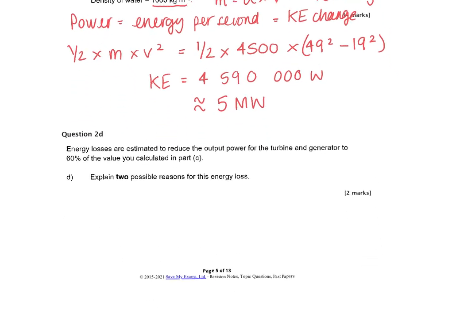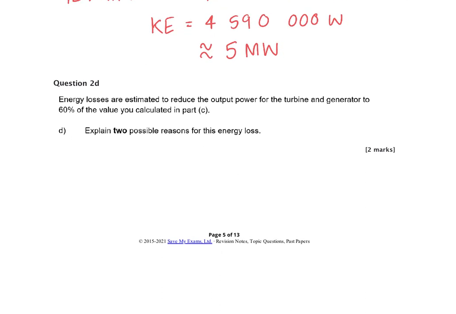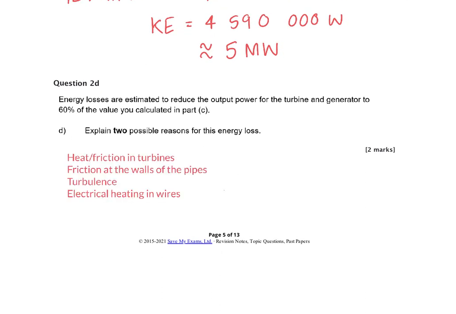Question 2D is asking about energy losses. Explain 2 possible reasons for this energy loss. And here's a selection of 4 that you might have put. It says heat or friction in the turbines, friction at the walls of the pipe, turbulence within the pipes, or electrical heating in wires.